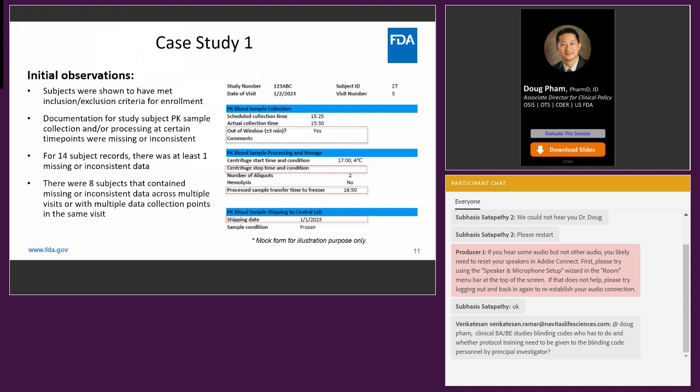The first red box shows that the collection time was conducted outside of the window and was missing an explanation or comment. The second red box shows a missing centrifuge time or centrifuge stop time and condition. The third red box shows the time to freezer as prior to the actual centrifuge start time. And finally, the fourth red box shows a sample shipping date of January 1st, 2023. That is before the study visit date of January 2nd, 2023.